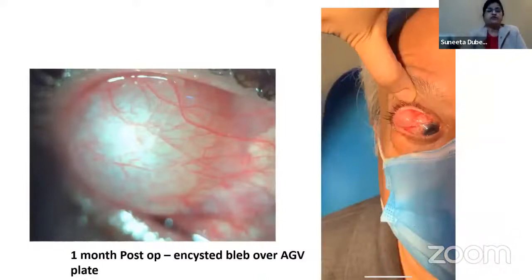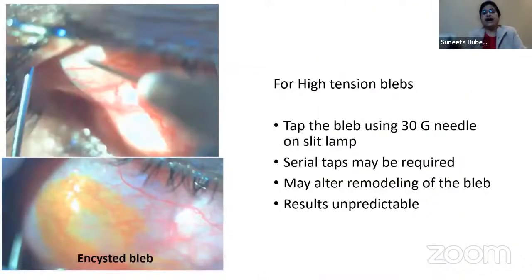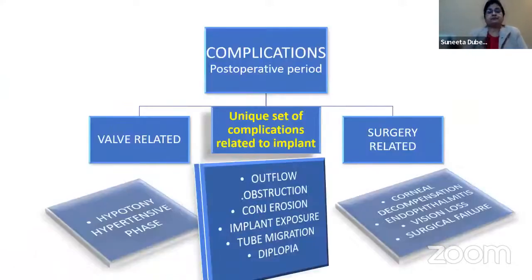A very simple procedure is that you can just tap the bleb using a 30 gauge needle on the slit lamp to release the tension of these high tension blebs, although you need to do it several times. It may alter remodeling of the bleb, but results are unpredictable.